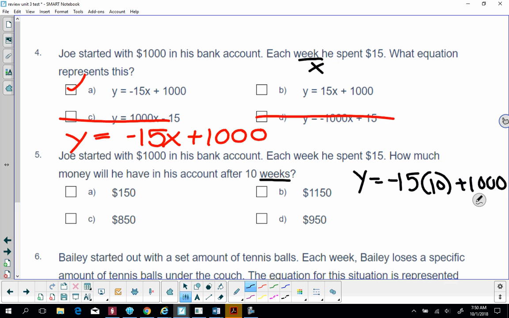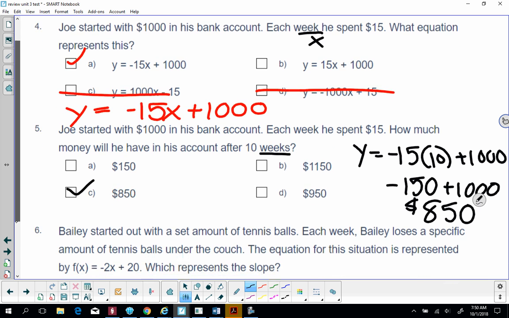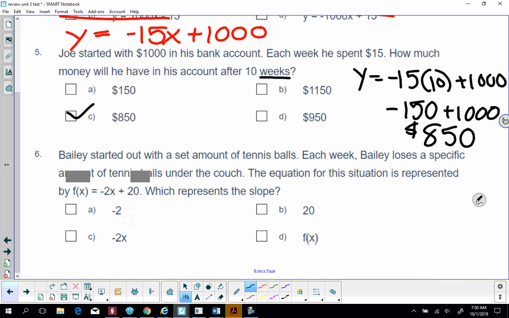Just solving for the total amount of money. Negative 15 times 10 ends up being negative 150. Plus 1,000, what do you end up getting? 850. And so 850 is how much would be in his account after 10 weeks. Does that make sense? Especially you want to think, okay, if he's spending money, after 10 weeks there's no way he's going to have more than he started with. So that doesn't even make sense.